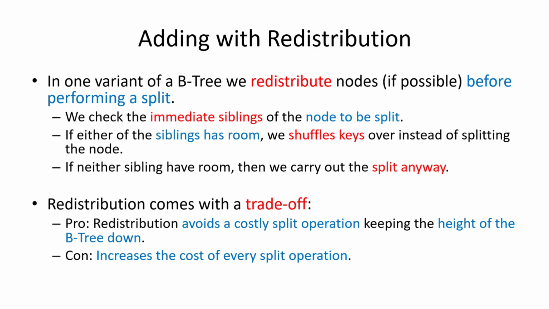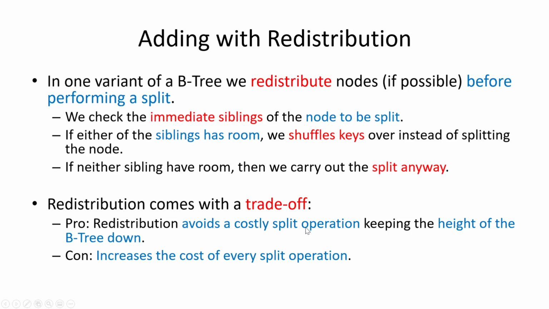Okay. If neither of the siblings have room, like I said, we don't go checking other siblings. We don't keep going on and on. We don't go checking cousins or anything like that. We just stop and we say, okay, fine, we'll do the split. And that's just because checking more than the immediate sibling starts getting too costly. And the reason is because of a trade-off that comes in when we add redistribution. Redistribution is beneficial because it avoids us doing the split operation. So we can avoid doing a split.